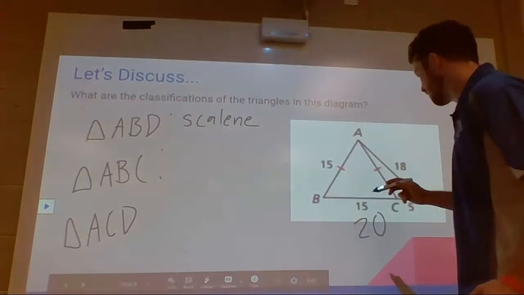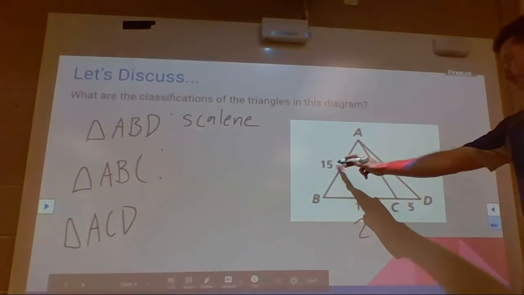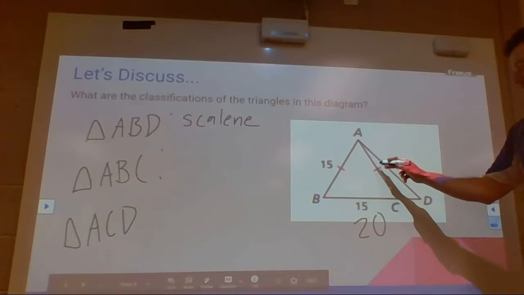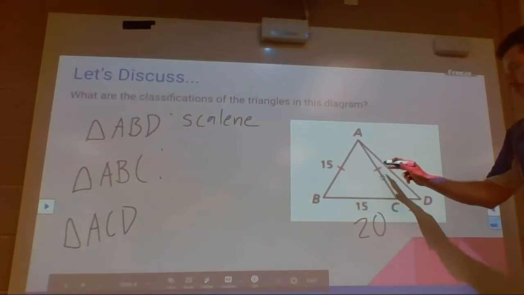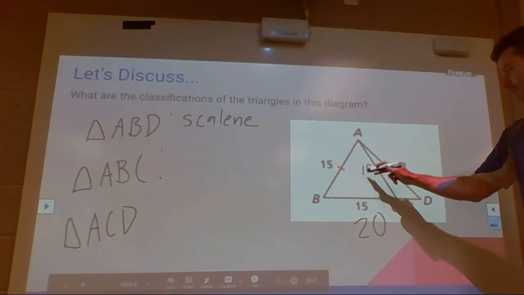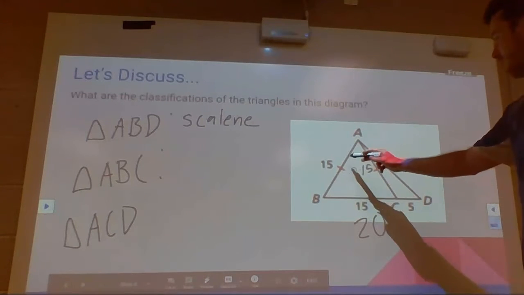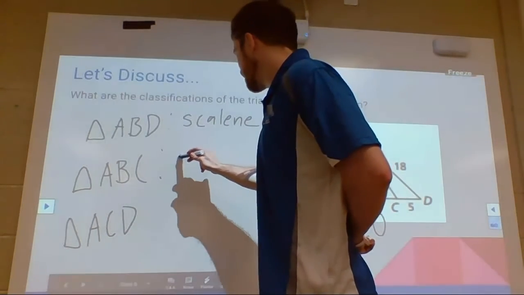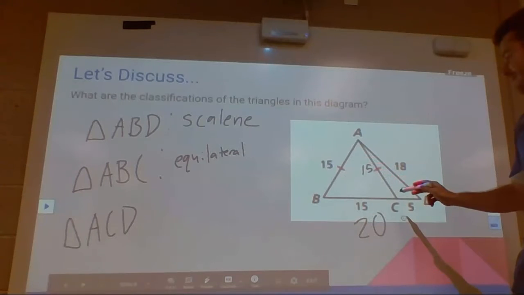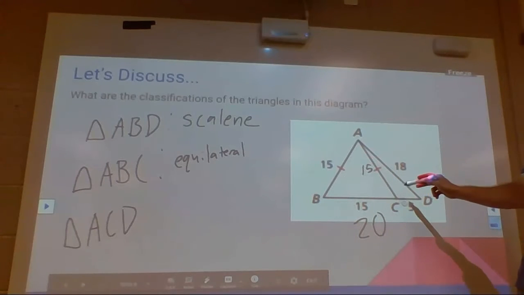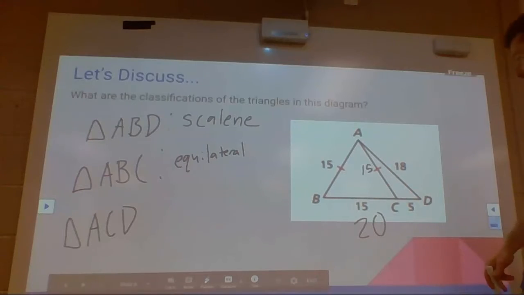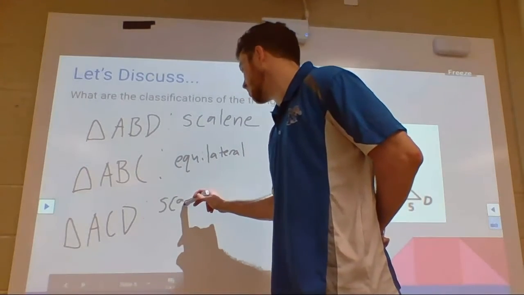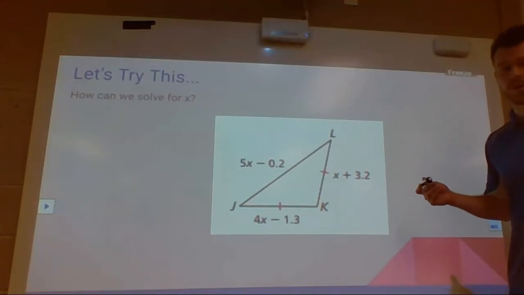So ABC. Now, we have congruent sides here. We see that they're both 15. But then this tick mark tells us that if this is 15, this must also have a length of 15 units. And so all the sides are 15 units, and that's going to make this equilateral. For ACD, we have lengths of 15, 5, and 18, so that is also a scalene triangle.